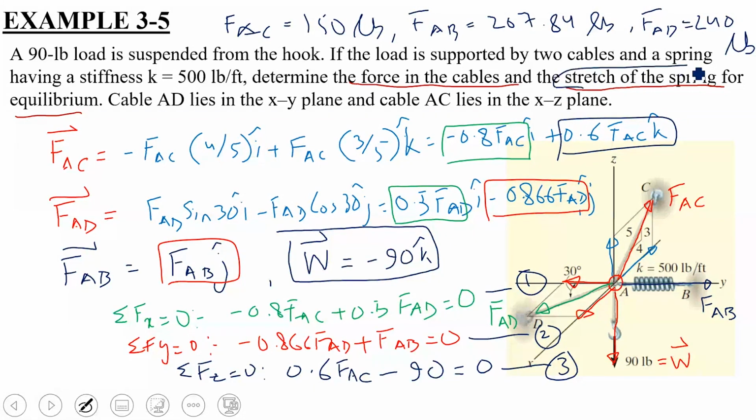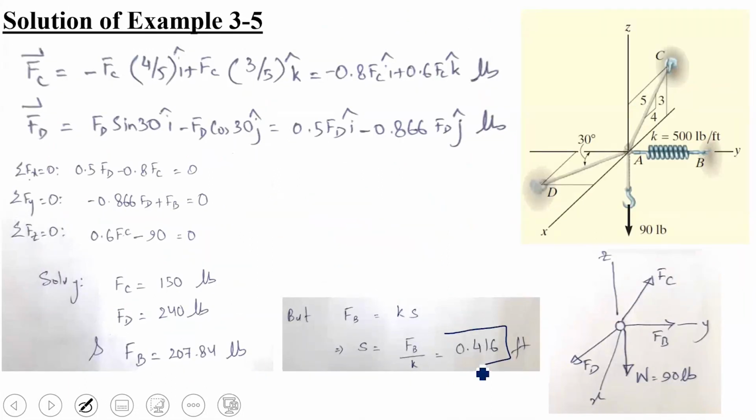कहा गया था कि स्प्रिंग की स्ट्रेच भी फाइंड करें. ये स्ट्रेच कैसे डिटरमिन करेंगे? सर, F is equal to Kx. So FAB को मैं Kx के बराबर पुट कर लूंगा. FAB का मैग्नीट्यूड नोन है, K की वैल्यू मुझे नोन है which is 500 pounds per foot. So accordingly x आपके पास क्या आ जाएगा? FAB जो कि आपके पास 207.84 है divided by 500 जो कि स्प्रिंग की स्ट्रेच है. So that x would come out to be 0.416 feet. Is it clear to all of you?